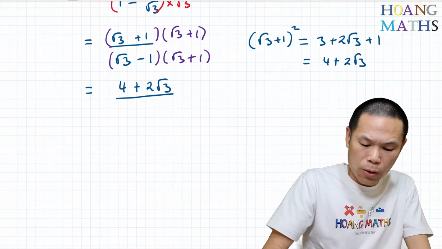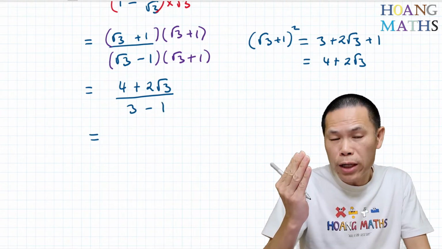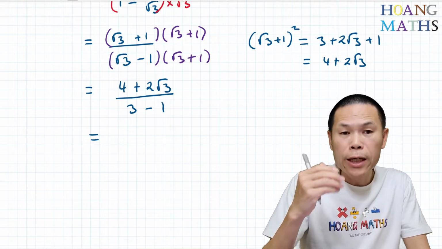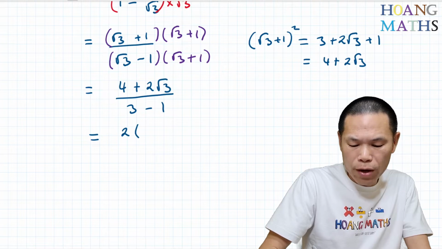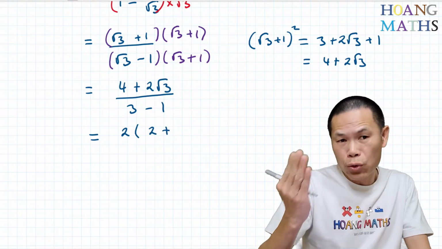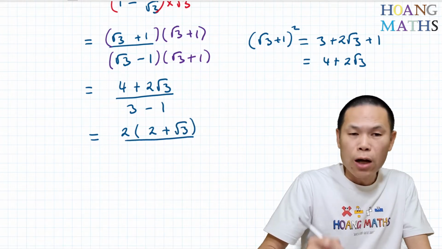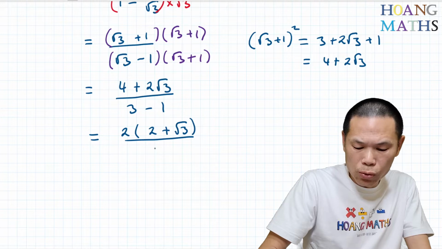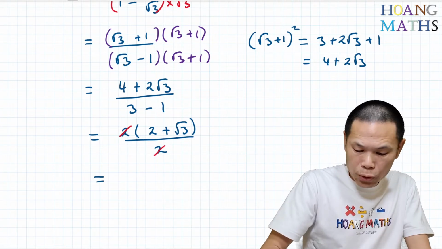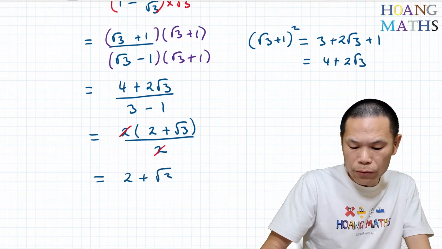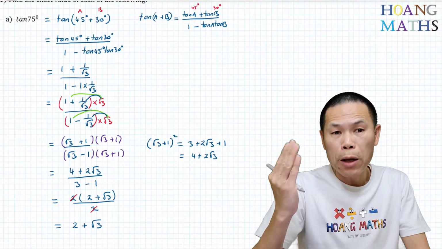So that means 3 minus 1. So the numerator, I can take the common factor out. In this case, the common factor is 2. So I take it out: 4 divided by 2 is 2, and then the 2 root 3, I take the 2 out, so I'm left with root 3, over, of course, 3 minus 1 is 2. And I can simplify this out. So that will give me 2 plus square root of 3. So therefore, tan of 75 degrees is 2 plus square root of 3.